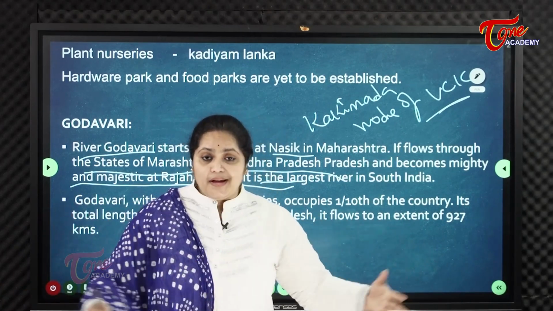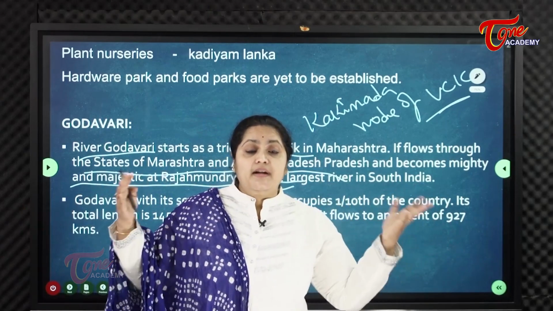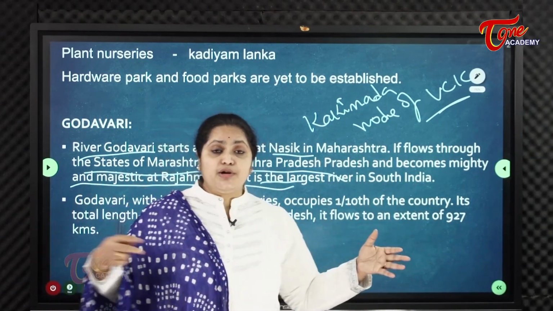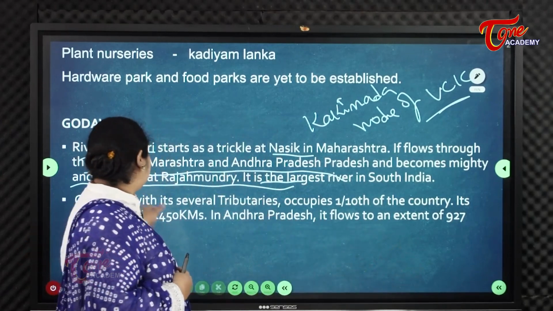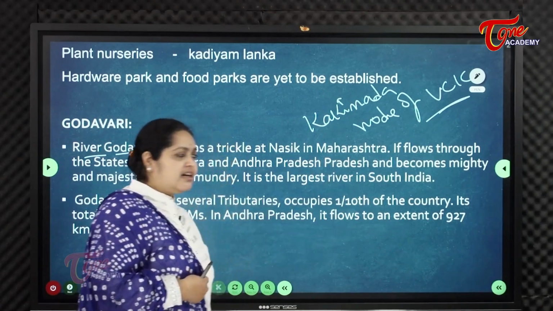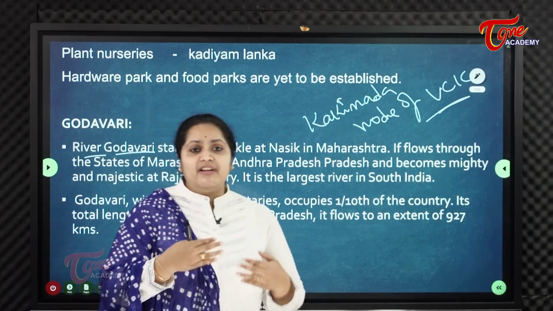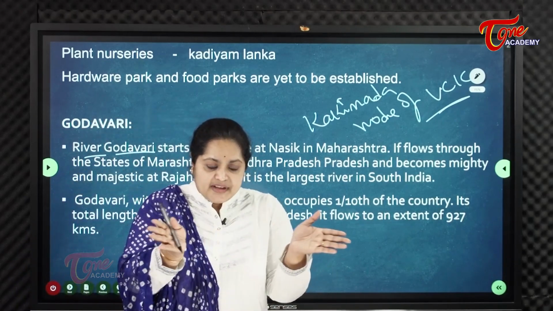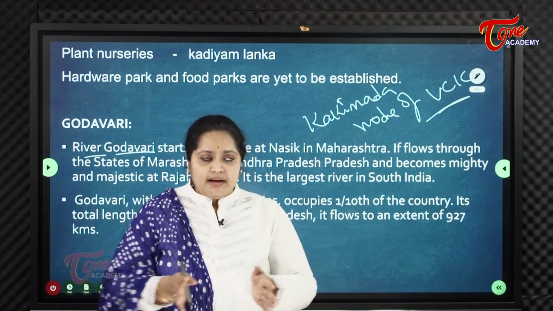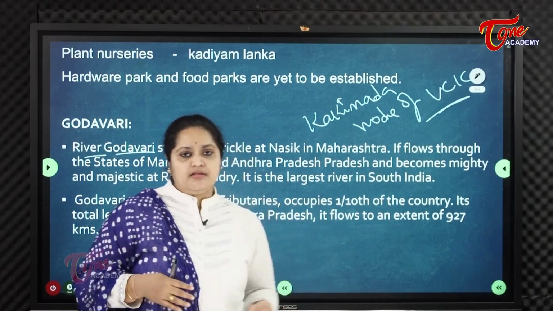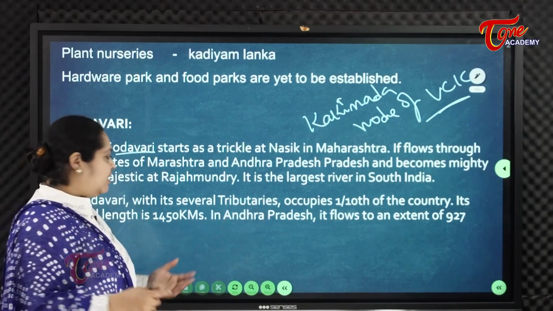the width of the river is very high, nearly 2.5 kilometers, nearly 2 kilometers in the city of Rajahmundry. It becomes the largest, mighty and majestic in the city of Rajahmundry. After Dhavaleshwaram barrage, it distributes into 7 major rivers like Gautami, Vasishta and others. Then it merges with the Bay of Bengal. But in the city of Rajahmundry, the width of the river is very huge.